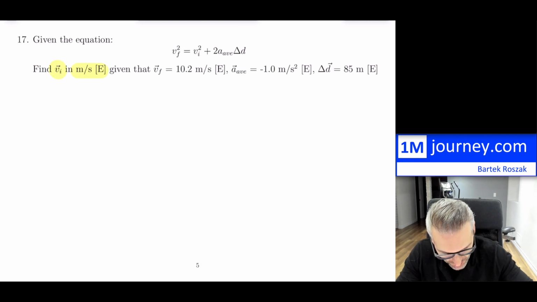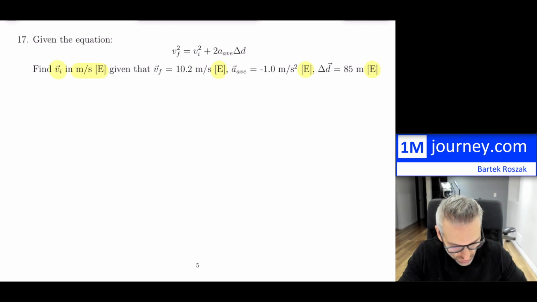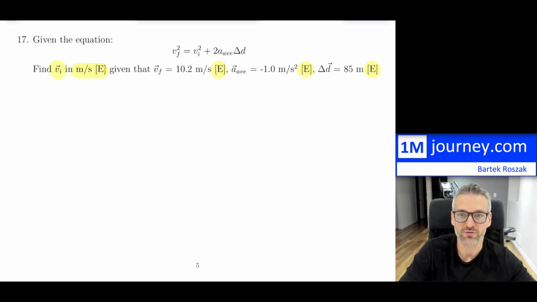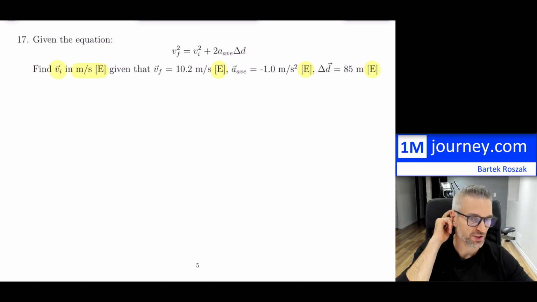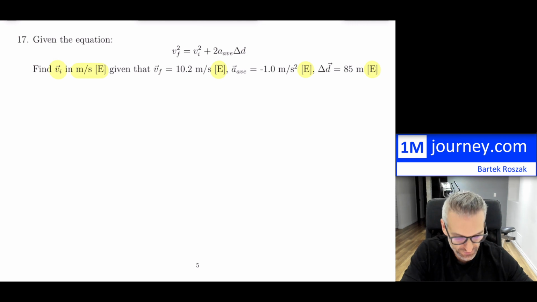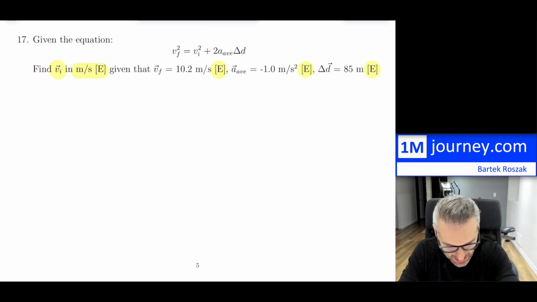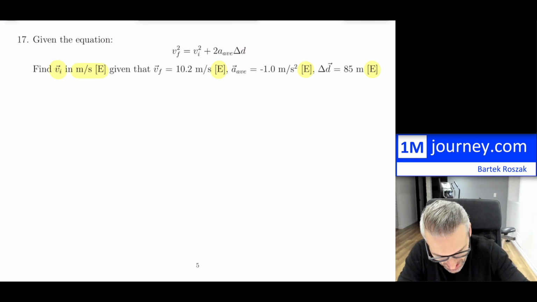So we have to make sure that everything is in the east direction so that we don't have to worry about any of the vectors. They are indeed all east. If you've noticed that something was west, just change its actual sign, okay, and then utilize it that way.